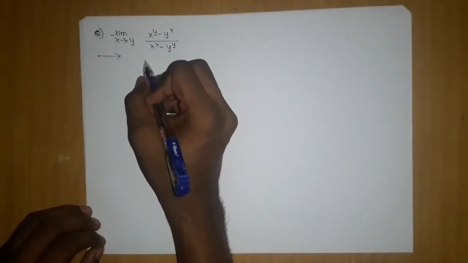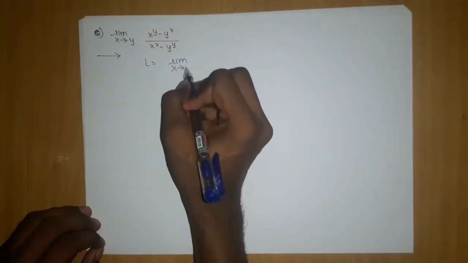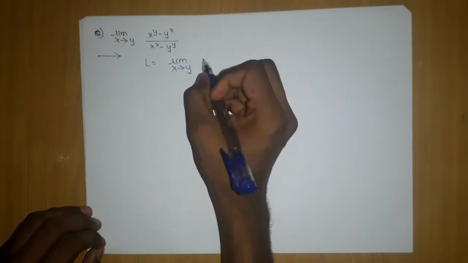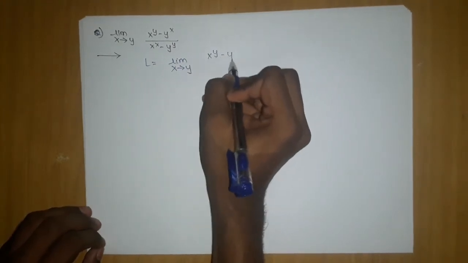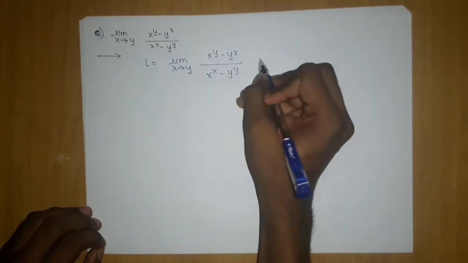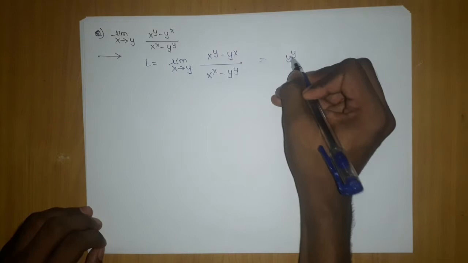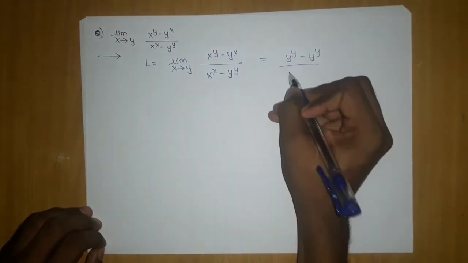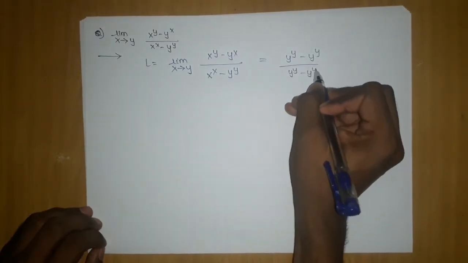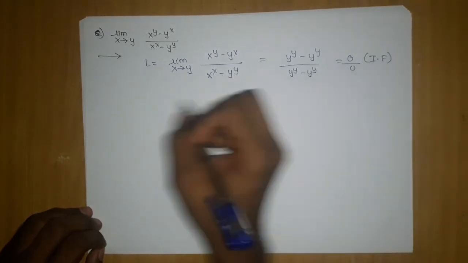Write this line: x tends to y. Just keep in mind what you have just written: y power x upon x power x minus y power y. The moment you substitute x equals y here, it will be y power y minus y power y upon y power y minus y power y, giving you 0 by 0, which is an indeterminate form.